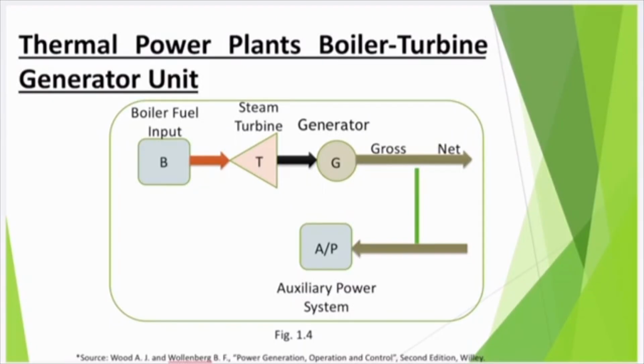Now, if you look into the thermal power plant boiler-turbine-generating unit, it's a very simple diagram. As you can see, we have a boiler. Through the boiler, there is an input to the generator, that is, the steam turbine. And once you generate, you get net power, and some of the energy produced by the generator can also be used for its own application, that is, your auxiliary power systems.